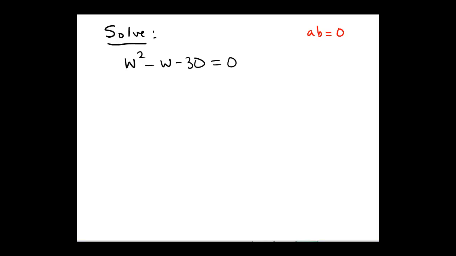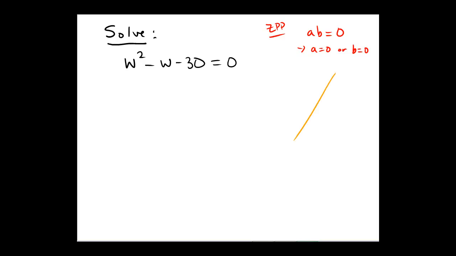AB equals 0 implies A equals 0 or B equals 0. This is famously called the zero product property. Okay, so W squared minus W minus 30 is quadratic, and in order to get it into two things multiplying to 0, we're going to need to factor it.